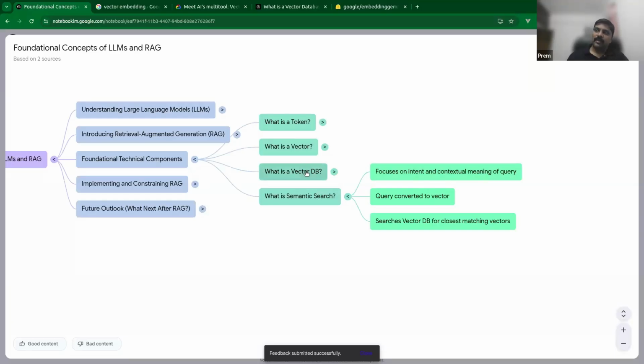Let's say you have stored the data in the vector database and you need to search. You are asking a question that has to be converted to a vector, a set of numbers, and this vector has to be matched against all available vectors. That is what a semantic search, a meaningful search, is. Your query is converted to a vector, and it will search the vector database for the closest matching vectors and give you the result.